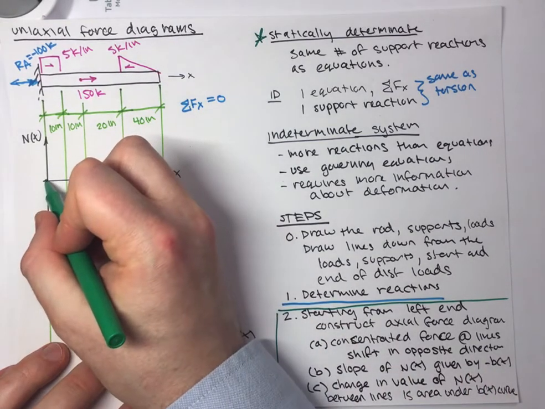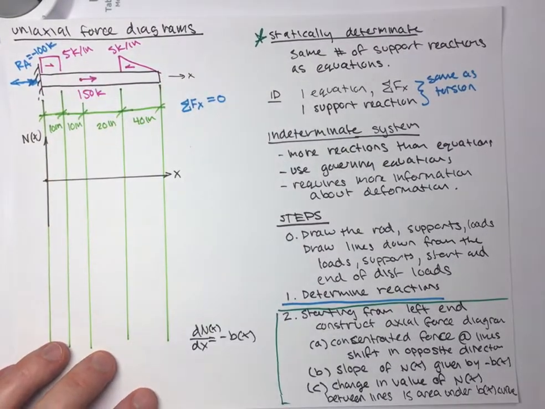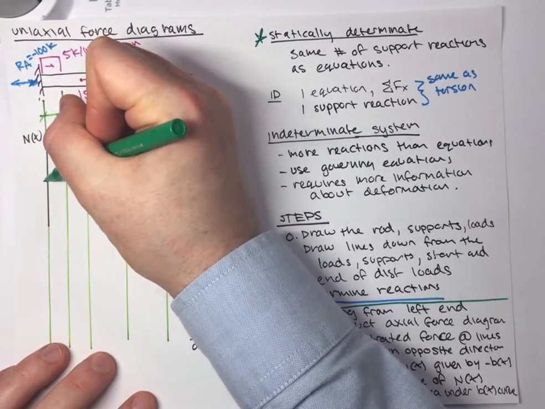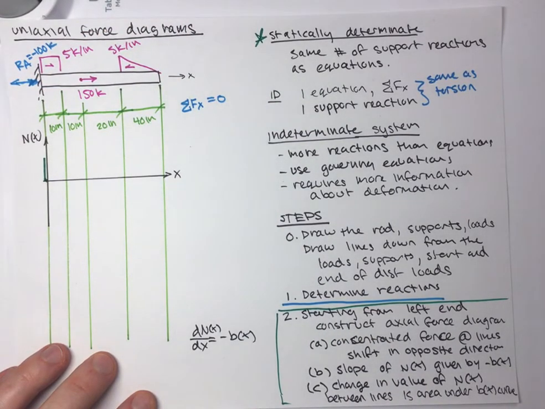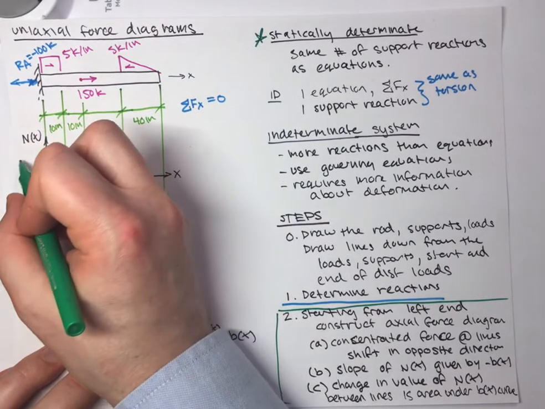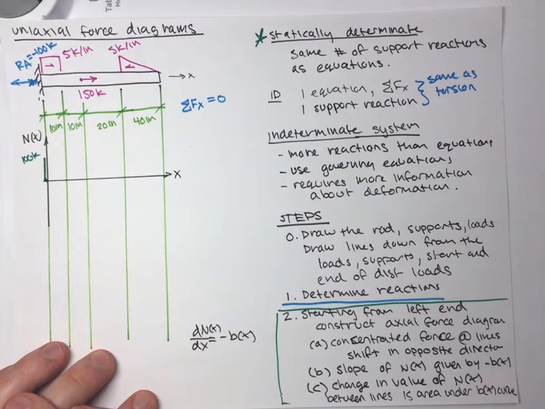So of course we start off here at 0. We have a negative 100 kip force here, which means we are going to shift up, which would be positive, an amount of 100 kips. Okay, so this would be our value. That's 100 kips. Now we're going to keep moving to the right.